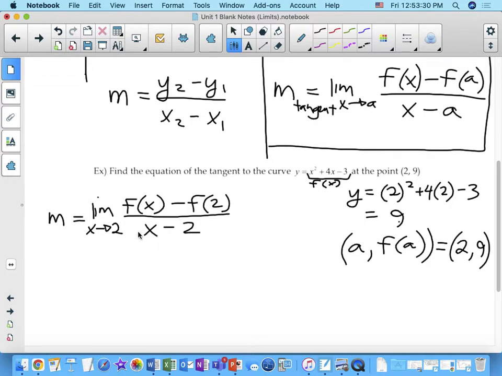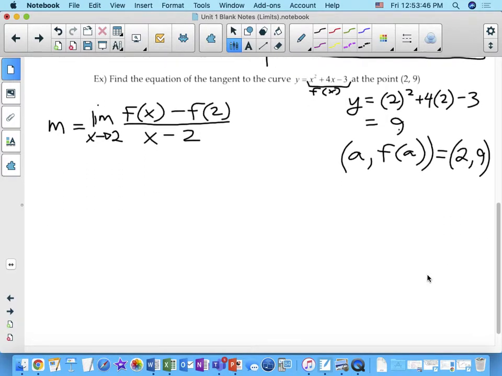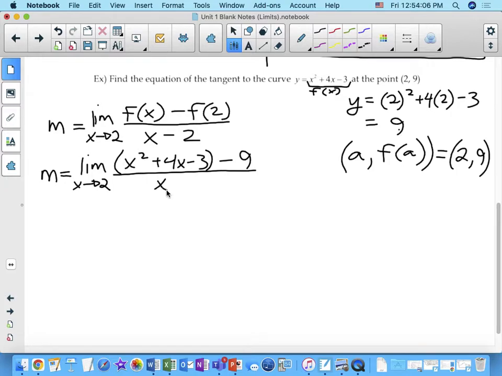So now what we want to do is sub in for f of x and sub in for f of 2. Okay? F of x is this. F of 2 is 9. We're going to see what happens. Okay, so m is going to be the limit as x approaches 2 of f of x, which is x squared plus 4x minus 3, minus f of 2, which is 9, over x minus 2.